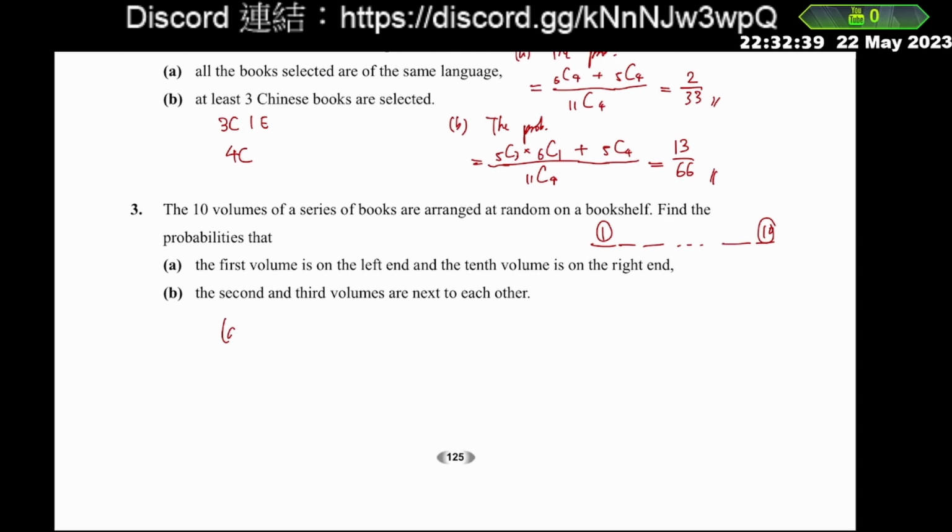So the probability will simply be the numerator with the requirement and the denominator with no requirement. For no requirement, it is not hard because it is just the 10 books randomly permuted. Therefore, it will be 10 factorial for the denominator. But for the numerator, 1 should be fixed and 10 should be fixed here. Therefore, all the choices are in the middle 8, so it will be 8 factorial. Pressing the calculator, it will be 8 factorial divided by 10 factorial, and we have the answer 1/90.